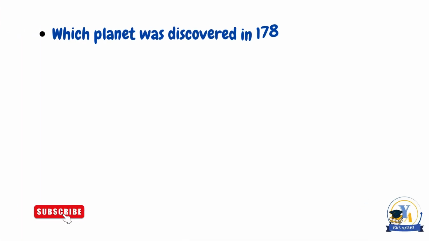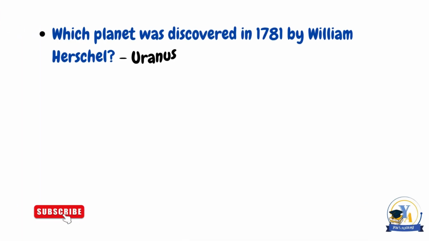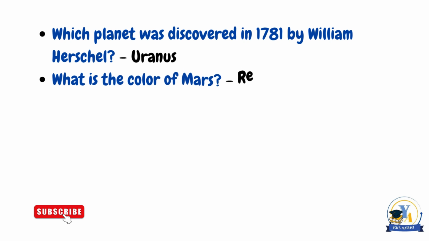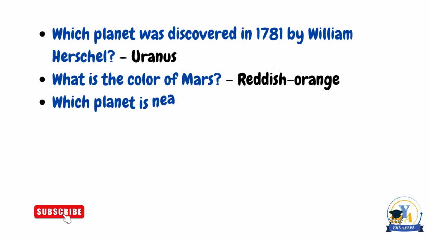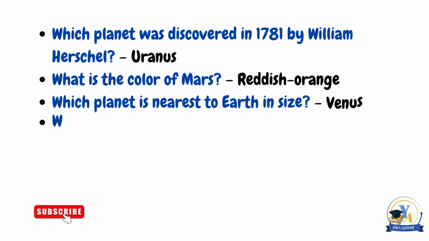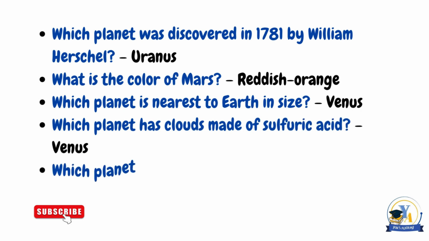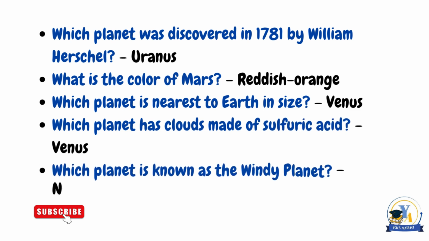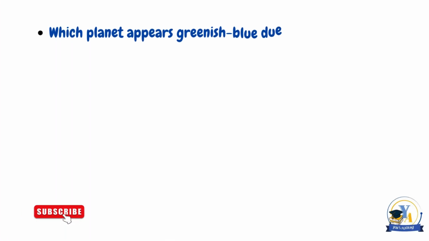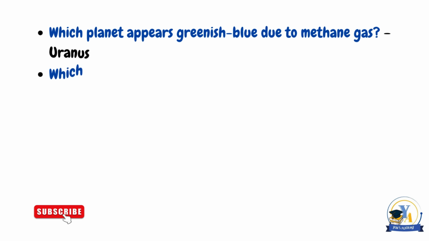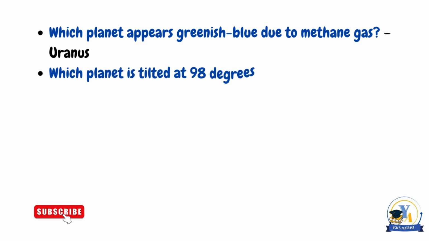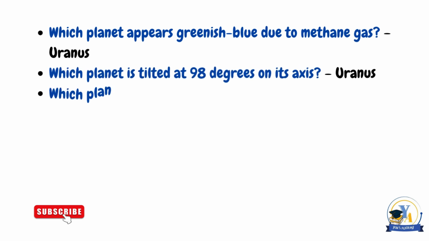Which planet was discovered in 1781 by William Herschel? Uranus. What is the color of Mars? Reddish-orange. Which planet is nearest to Earth in size? Venus. Which planet has clouds made of sulfuric acid? Venus. Which planet is known as the windy planet? Neptune. Which planet appears greenish-blue due to methane gas? Uranus. Which planet is tilted at 98 degrees on its axis? Uranus.